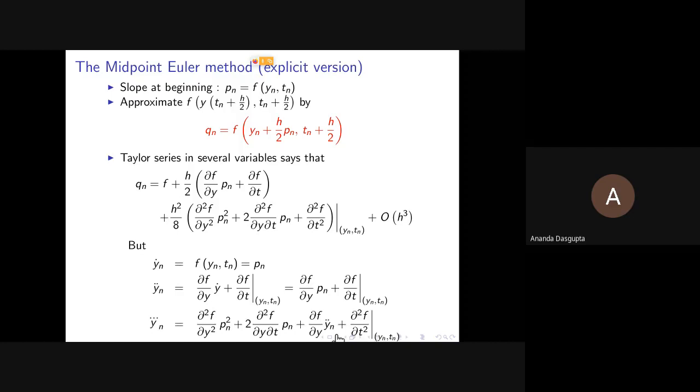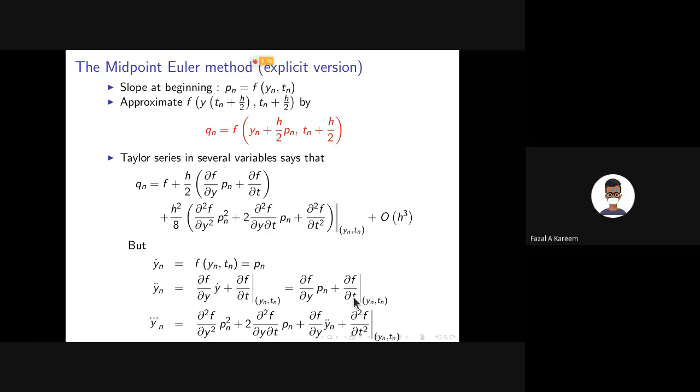Sir, can you repeat? So if you remember what we are trying to do, we are going to use Qn in the calculation when I want to estimate yn plus 1. The Qn I have already shown up to order h square is given by this expression. But these things in the bracket here, for example, del f del y Pn plus del f del t, notice what that is. That's actually yn double dot, right?